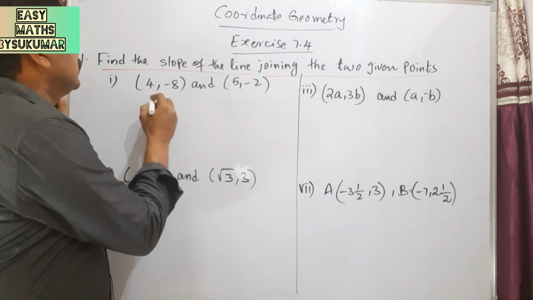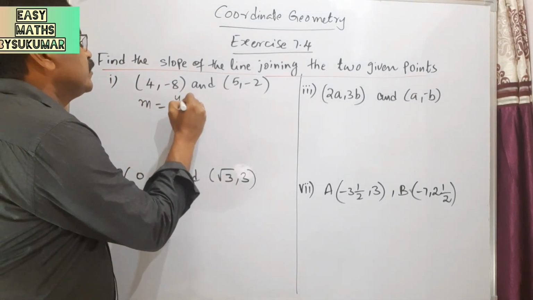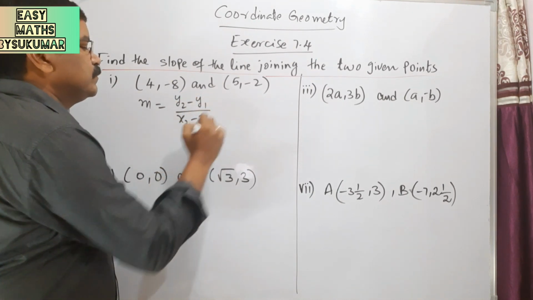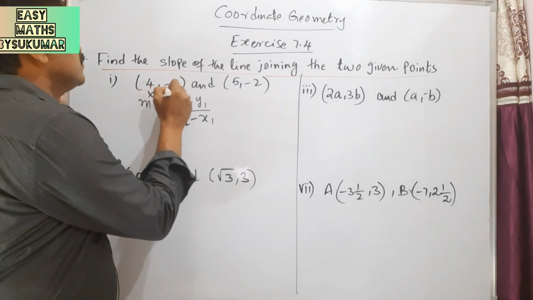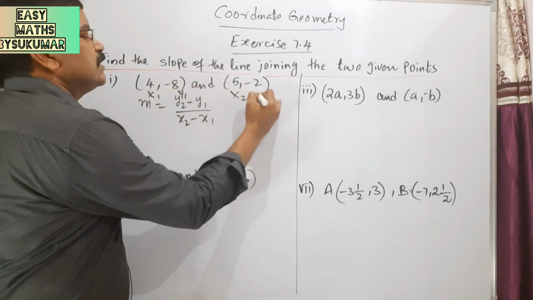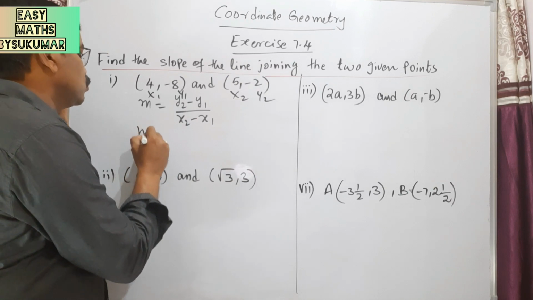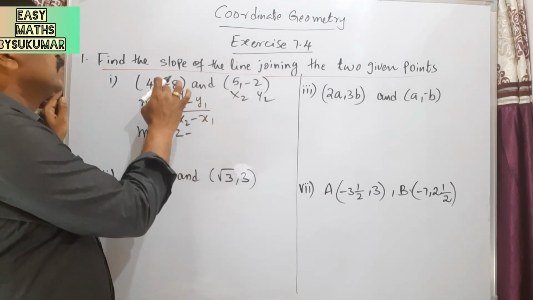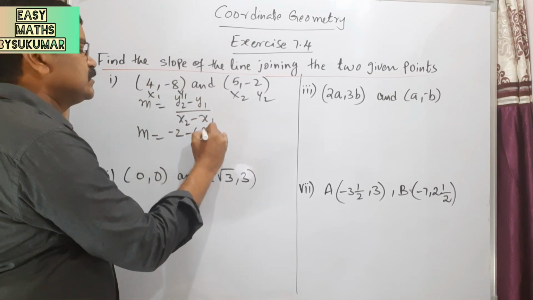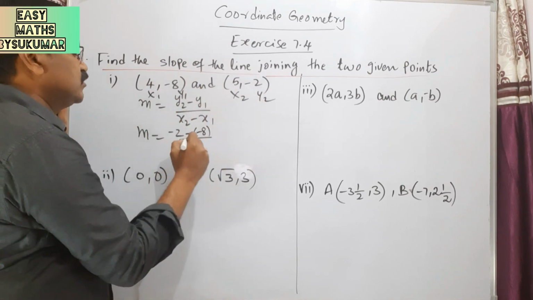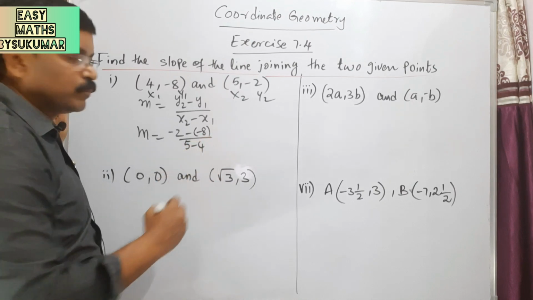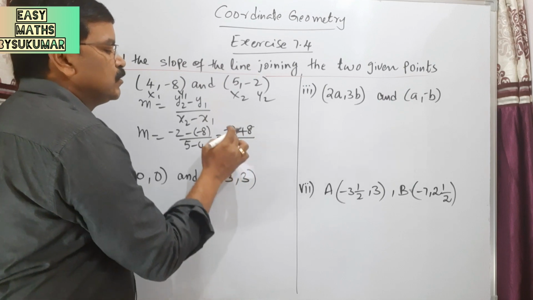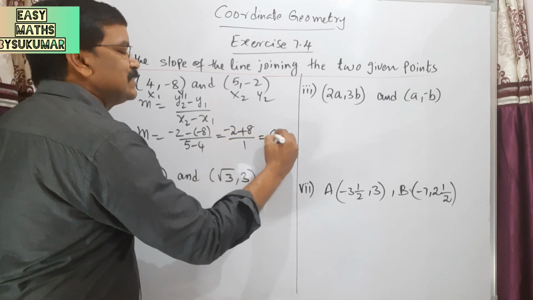So my dear students, here the slope m is equal to y2 minus y1 by x2 minus x1. Here this is x1, this is y1, this is x2 and y2. So slope m is equal to y2 minus y1, that means minus 2 minus of minus 8, by x2 minus x1, that means 5 minus 4. So this is equal to minus 2 plus 8 by 1. What is minus 2 plus 8? That is plus 6.